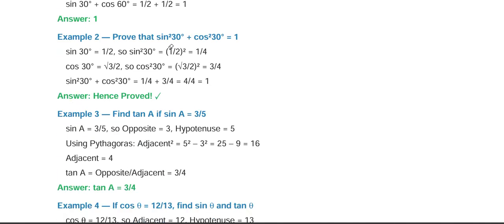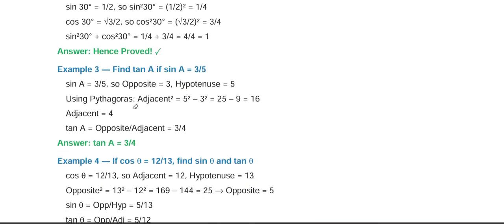1. Similarly, now we have to prove sin square 30 degree plus cos square 30 degree is equal to 1. We know the identity sin square theta plus cos square theta is equal to 1. But here we have the value of theta is equal to 30 degrees. So we'll use the value. Sin 30 degree is equal to 1 by 2, sin square 30 is equal to 1 by 4. Cos 30 degree is equal to root 3 by 2, so cos square 30 degree is equal to root 3 by 2 squared is equal to 3 by 4. Now we'll add, this is 1 by 4 plus 3 by 4 is equal to 4 by 4 is equal to 1. It is proved here.